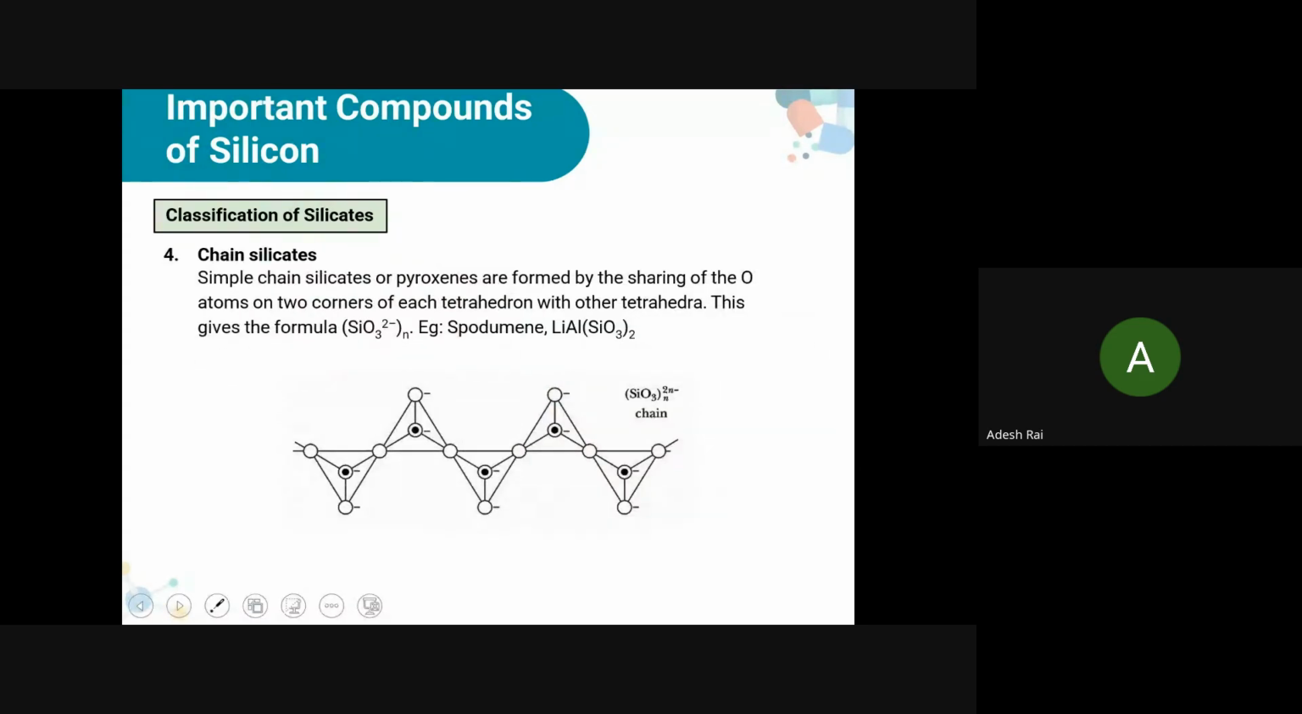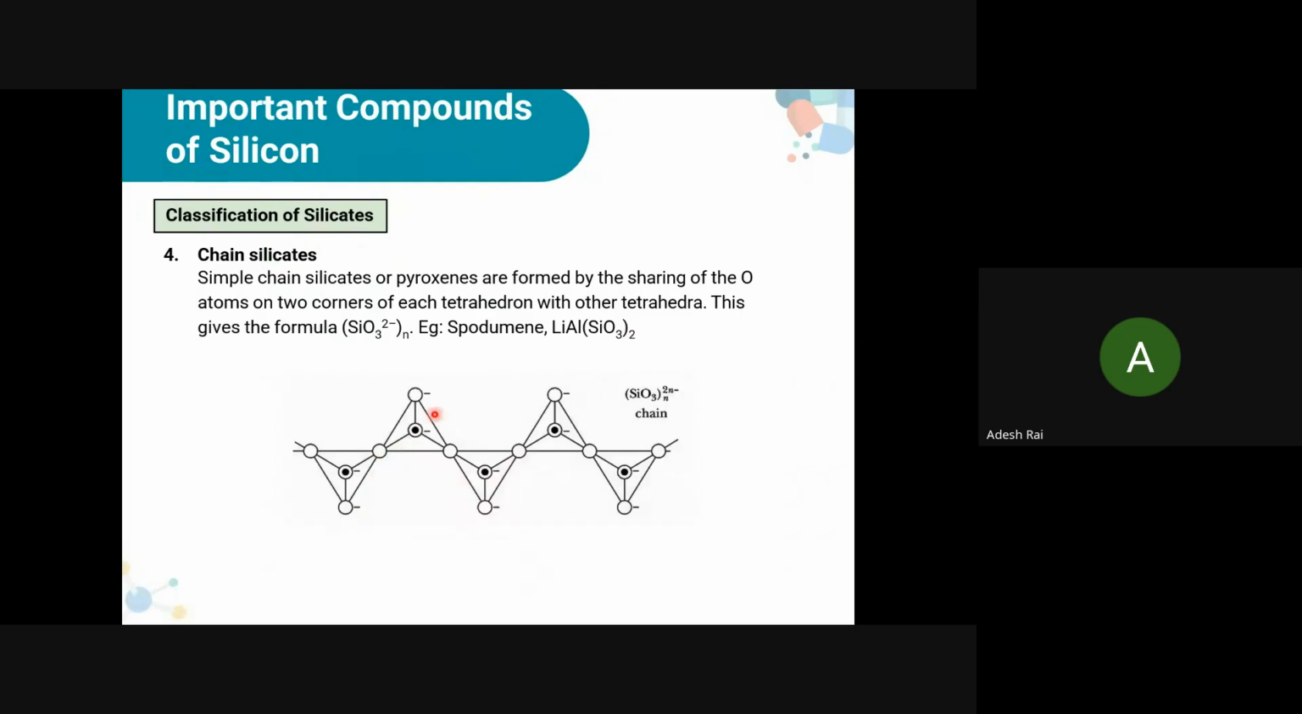Chain mate is not closed. Chain mate is open. That is one of the cases. Whereas the technicality is the same, if you see, both of them are sharing how many oxygen atoms? Two oxygen atoms. Is that clear?